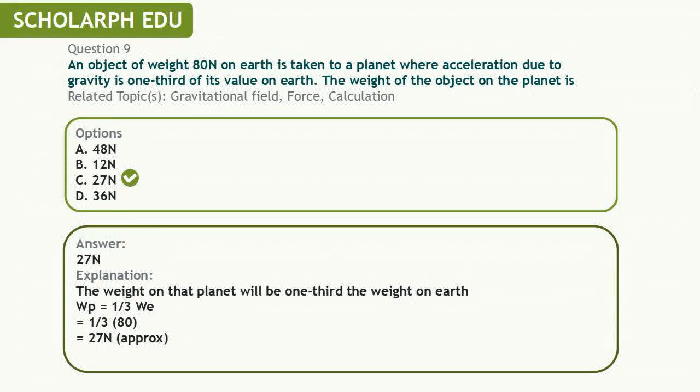Now weight varies directly as acceleration due to gravity. If the weight of the body originally is 80 newtons and they now take that body to a place where the acceleration due to gravity is 1/3 its value on Earth, that means the weight of that body on that planet is also going to be 1/3 of its value on Earth. So the weight of the body on that planet is equal to 1/3 times the weight on Earth. So you have 1/3 times 80, which is 80/3. 80 divided by 3 is approximately 27 Newton.